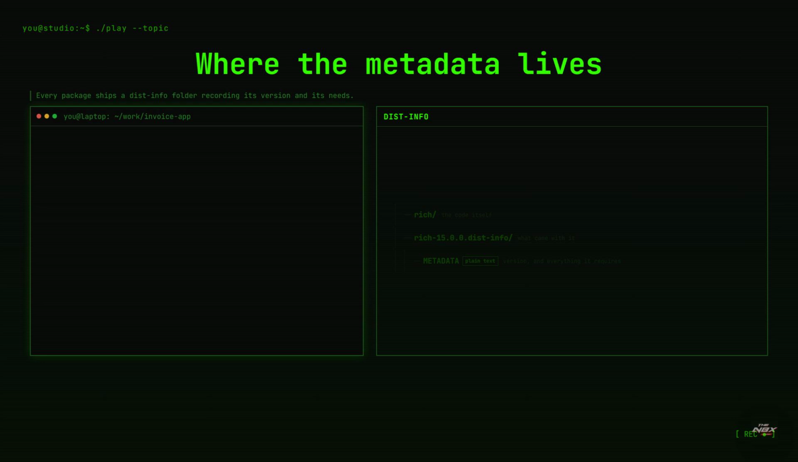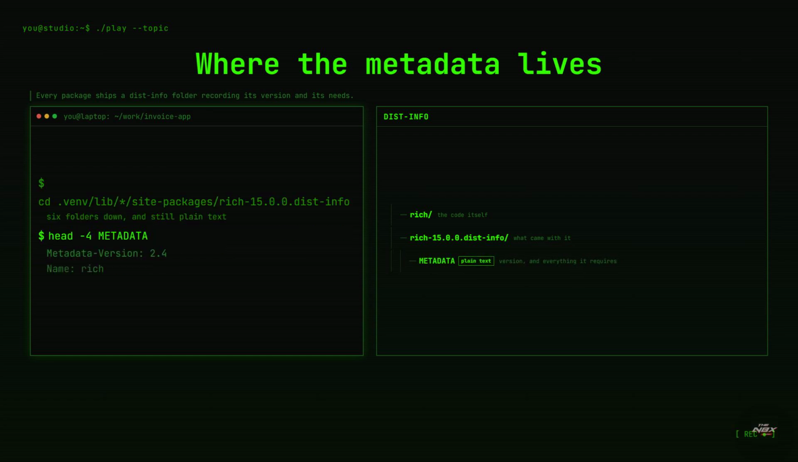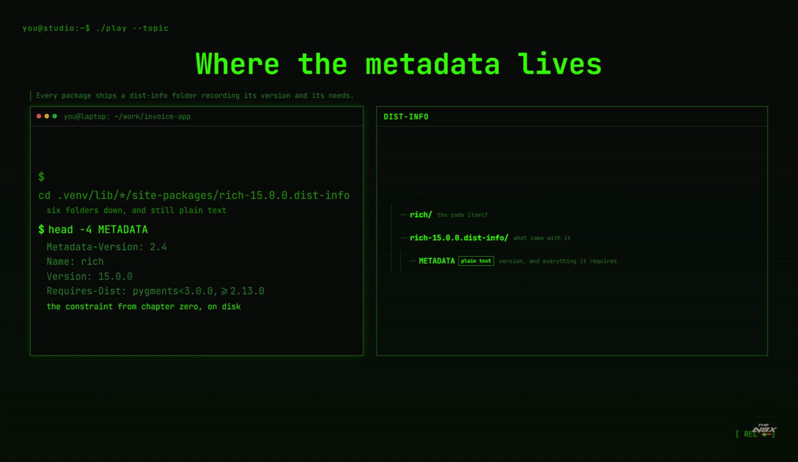One more file in there is worth naming. Dist info sits beside every installed package and records what version arrived and what that package needs, which is where UV pip show gets its answers from. Nothing is being looked up remotely. It's reading a text file 6 folders down.